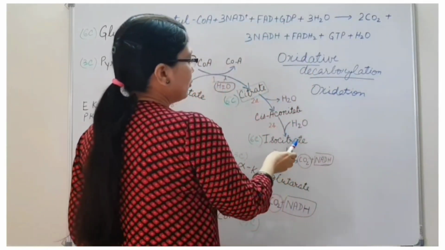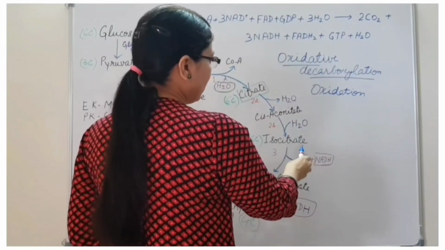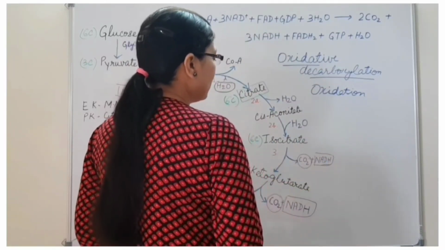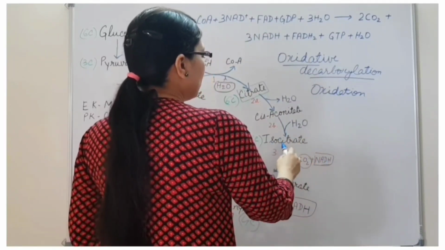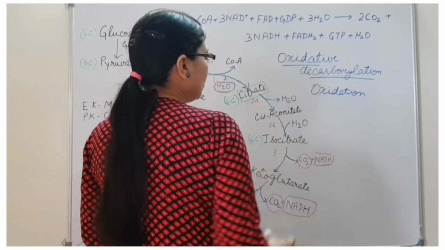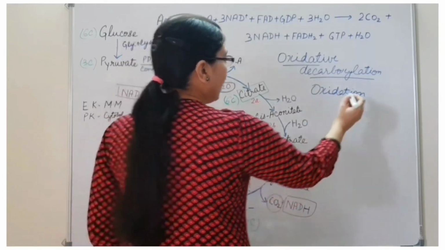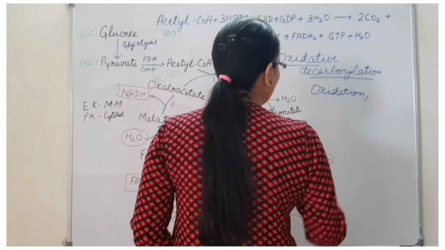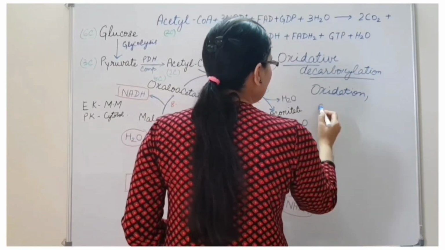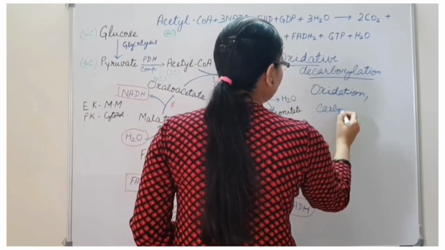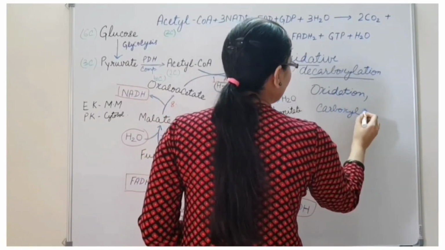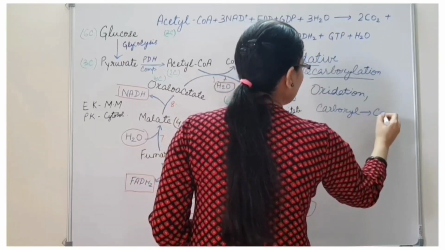That means hydrogen atom is removed from isocitrate and it is transferred to NAD+. So isocitrate gets oxidized and NAD+ is reduced to NADH. This is followed by decarboxylation. In this, carboxyl group is lost as CO2.